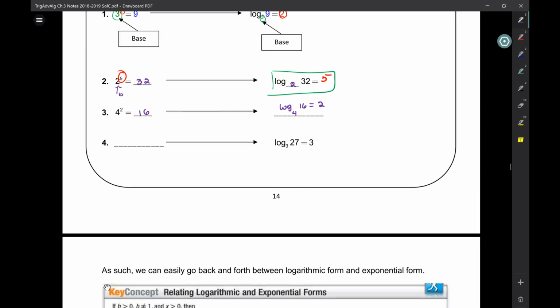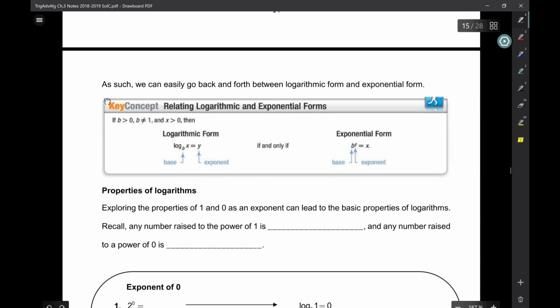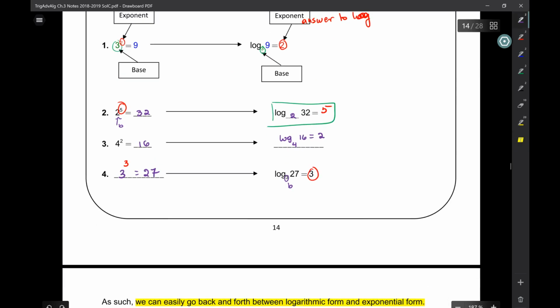All right, look at this one. 3 cubed equals 27. So this is the base, 3. Every base needs an exponent. What's the exponent? It's the answer to the log. So we can easily go back and forth between logarithmic and exponential form. Here we call this exponential form, and we call this logarithmic form.